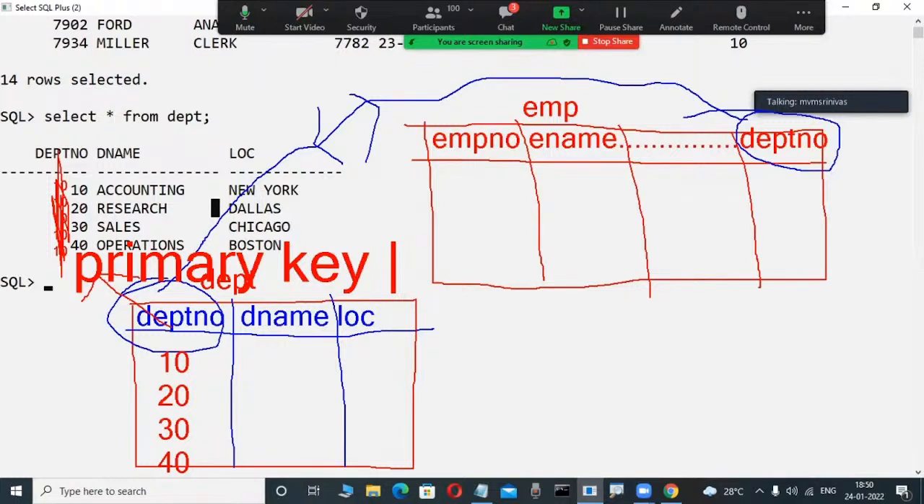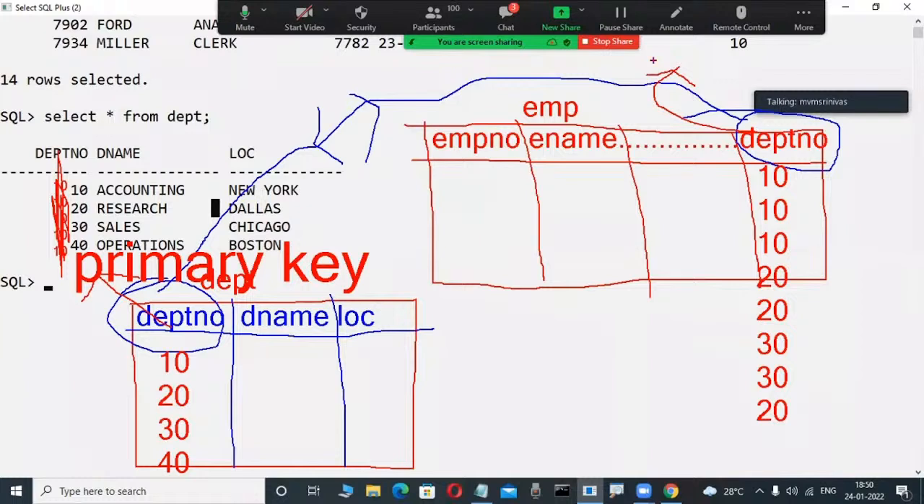Observe here. But unfortunately, the EMP table department number is not like that. Duplicate data is there. 10 is there, again 10, again 10, again 20, again 20, again 30, again 30, like this. Whenever duplicate data is there in a common column, this column is called a foreign key. We will define the foreign key, don't worry.